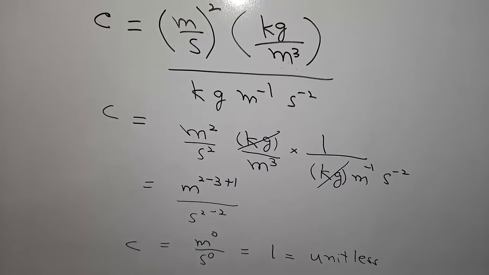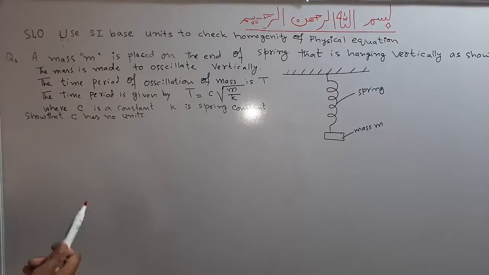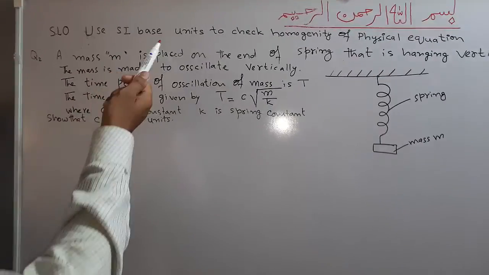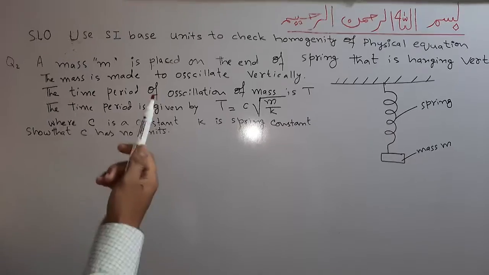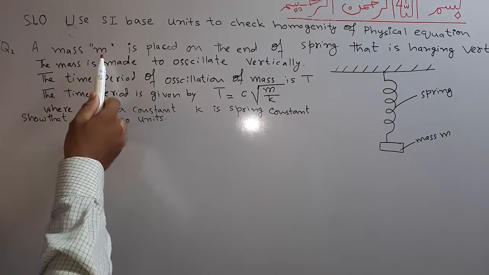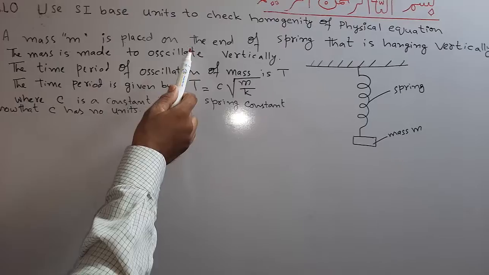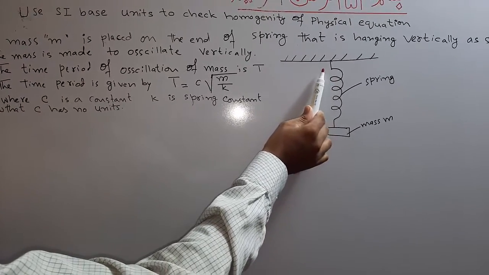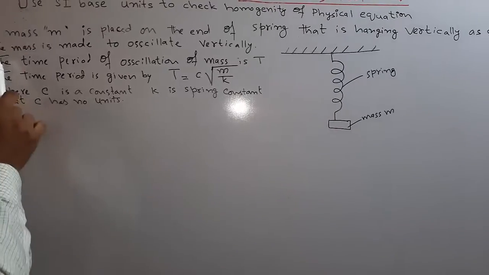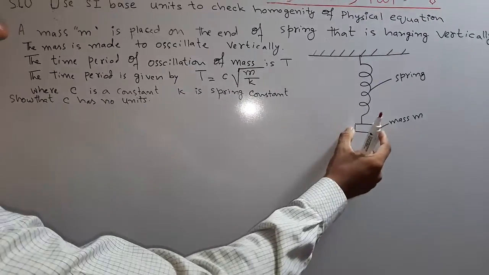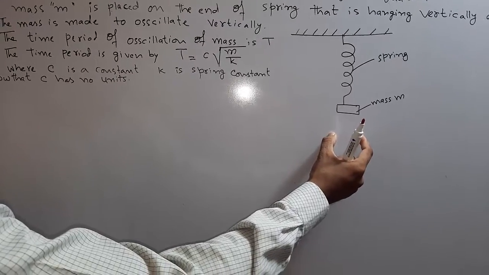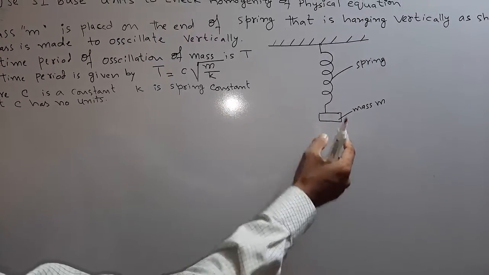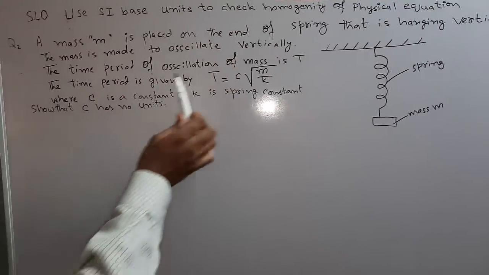You can take the screenshot. Okay, again the second question we have belongs to the same SLO: use SI base units to check homogeneity of a physical equation. A mass m is placed on the end of a spring that is hanging vertically as shown. You can see this mass that is attached to the spring, which is hanging vertically right here. The mass is made to oscillate, meaning we have stretched it once and it causes up and down, to and fro motion, that is showing right here.